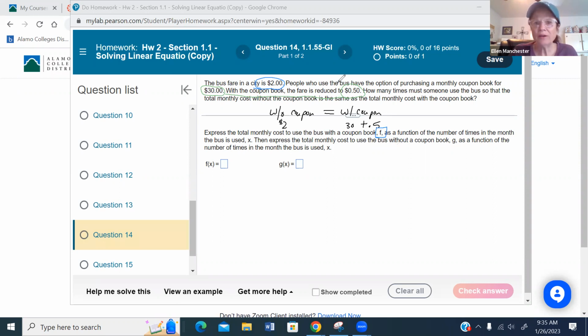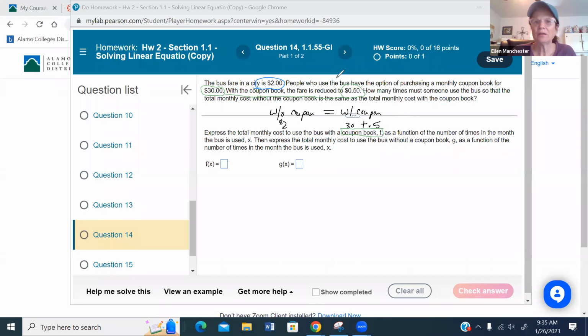Okay, and I just did that wrong. Hang on, let me erase that. I did the wrong color. Okay, so F is with the coupon book. So we have our coupon book costs in green.